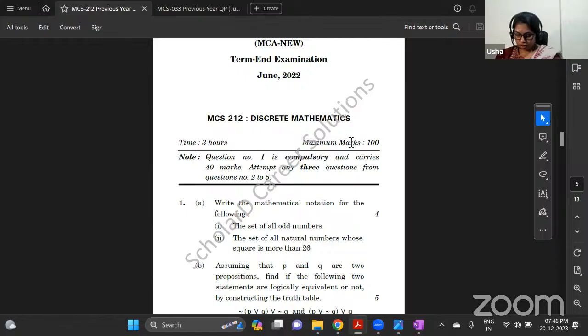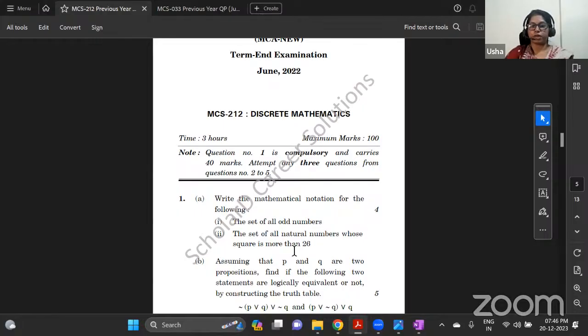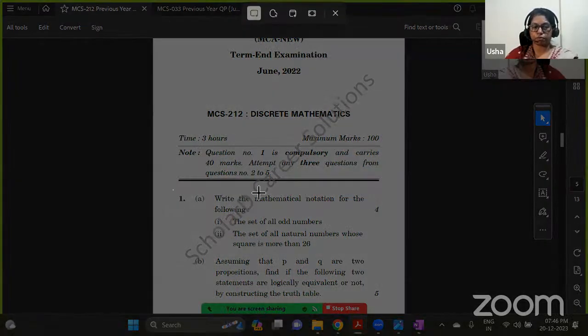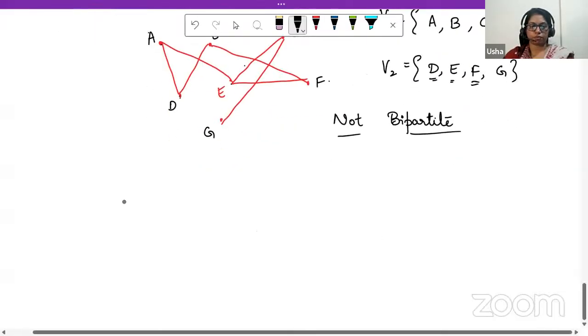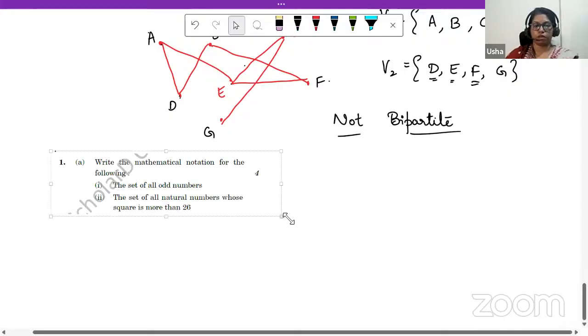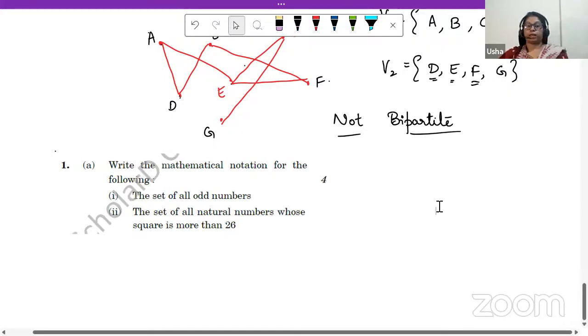He had asked about the set of all natural numbers whose squares are more than 26. I think this is what you are asking about, right? Write mathematical notation for the following. You're supposed to write mathematical notation. This is set theory.